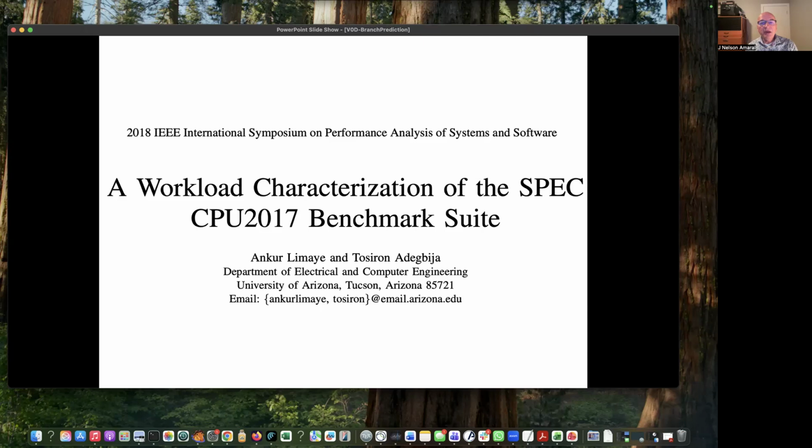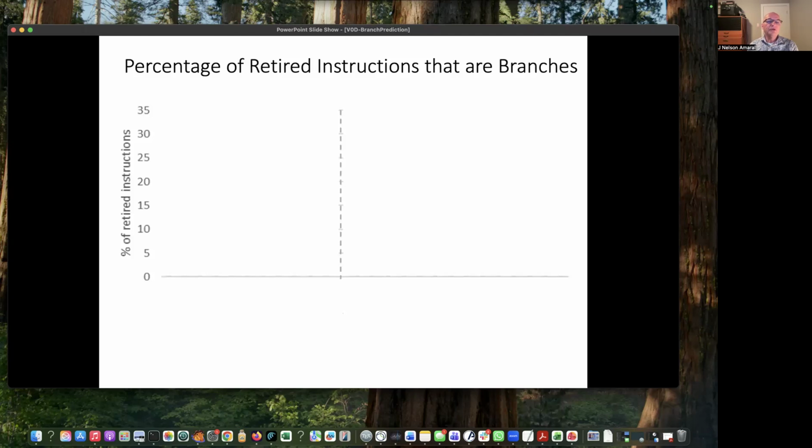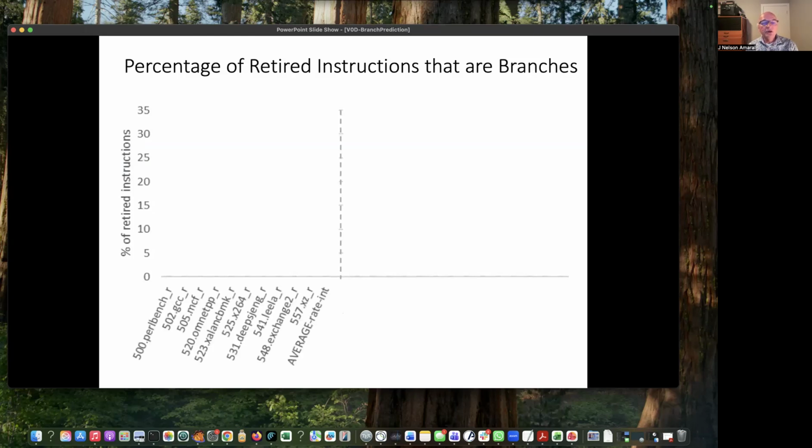So there is a paper from 2018 that characterizes the SPEC 2017 benchmark suite. This is a more recent paper than the previous one that we were seeing. And here, what we have in this graph is the percentage of retired instructions that are branches. There are a number of benchmarks. Those are called the integer benchmarks from the SPEC suite.